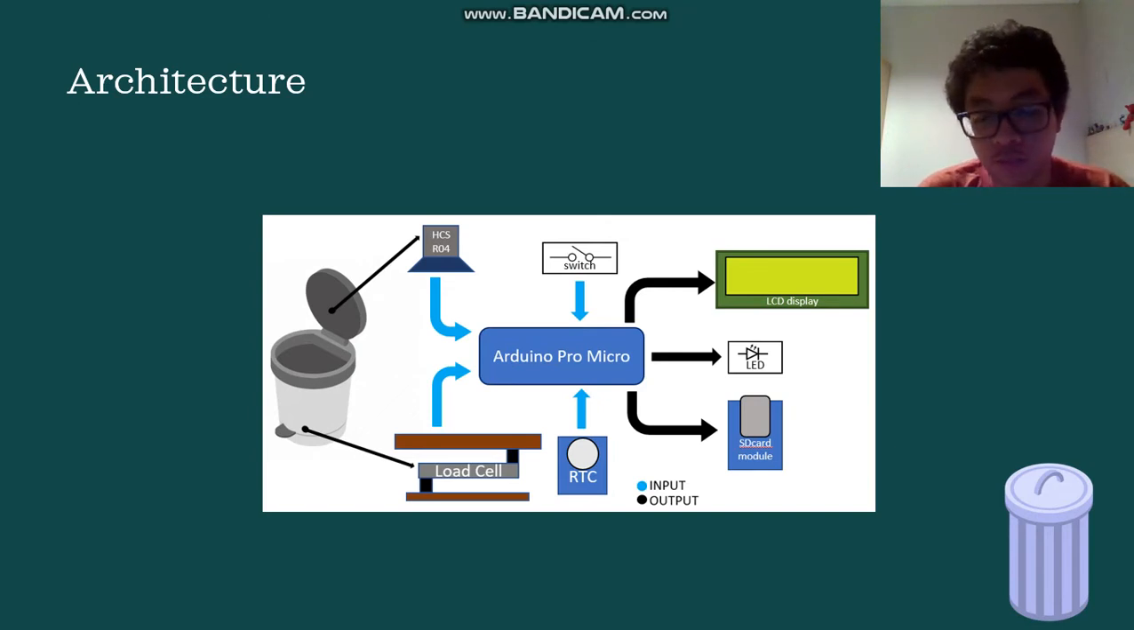As you can see, the blue line is the input, and the output is the LCD display, the LED, which is to show the state, and the SD card module. So this is basically input and output devices.